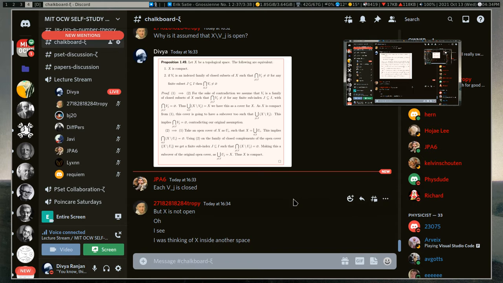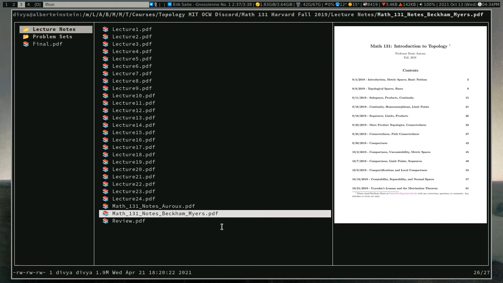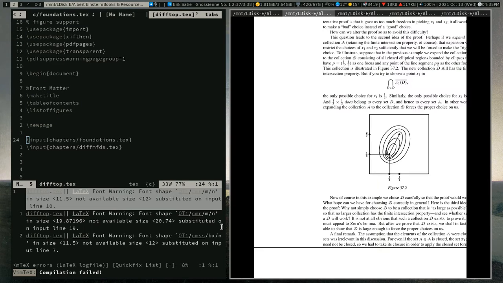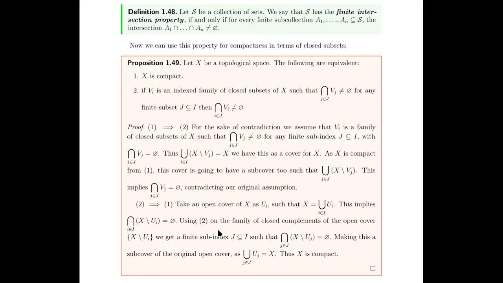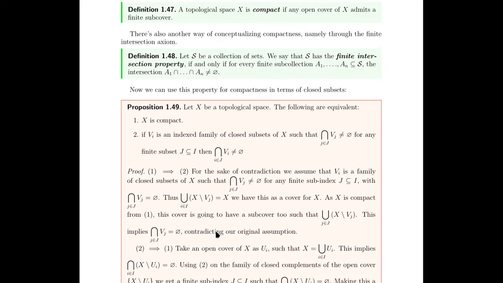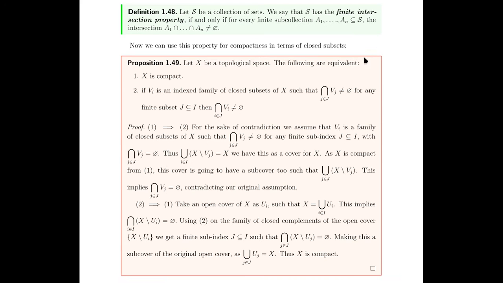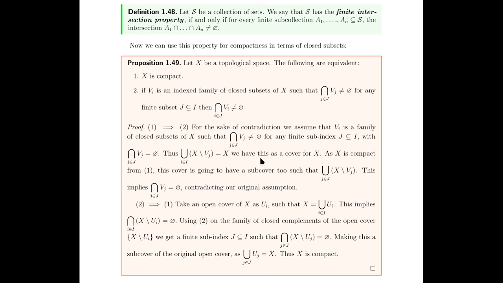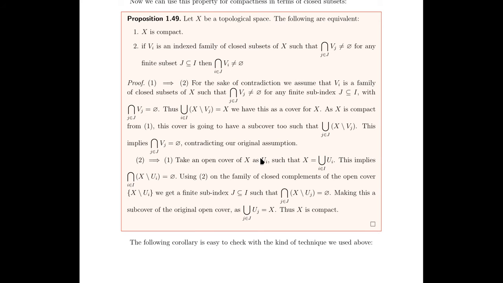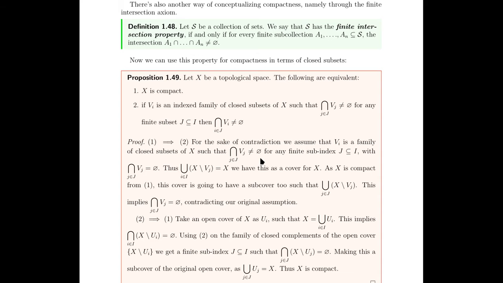For the proof, what's the main idea behind the proof? The main idea behind the proof is that you just use this finite intersection property cleverly by choosing this family of closed subsets, and then it follows pretty much. There's nothing too much to think about, but essentially you have to think about how to use this finite intersection property using these closed subsets.